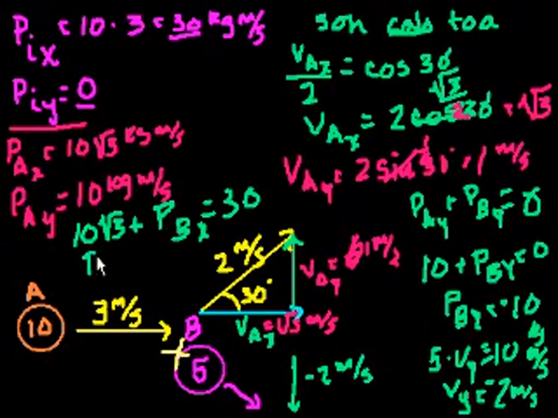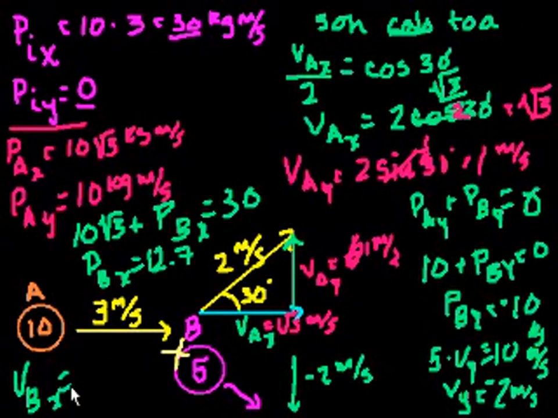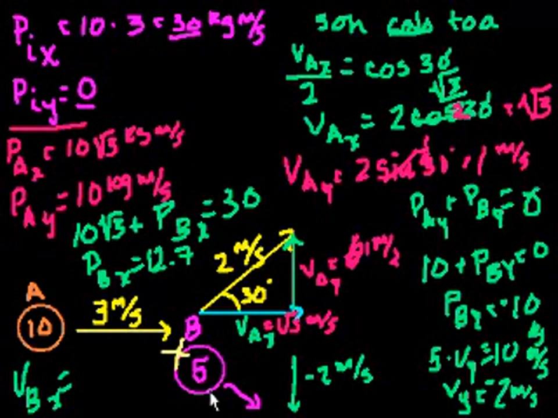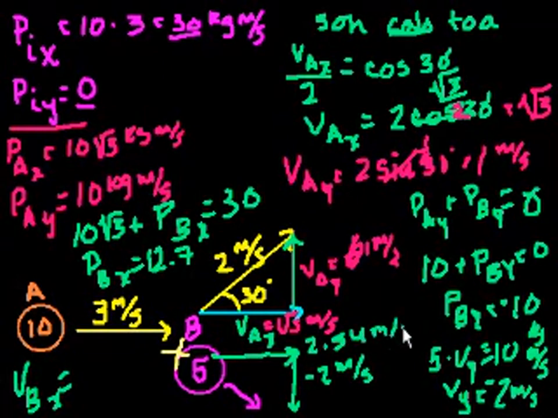So we know that the momentum of B in the x direction is equal to 12.7 kilogram meters per second. And we know the momentum, so we just divide by the mass and we get its velocity in the x direction. So 12.7 divided by 5 is equal to 2.54 meters per second. So its velocity in the x direction is 2.54 meters per second. So it's going faster in both directions.